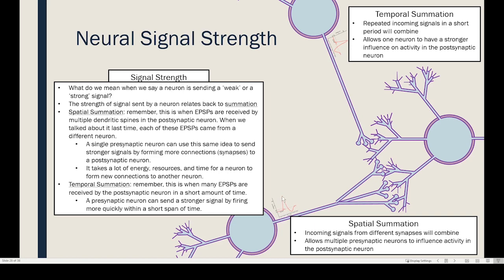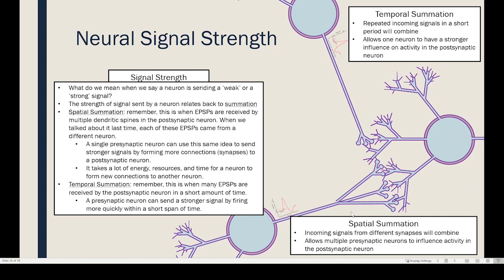So they are always the same height, and they always take the same amount of time to depolarize and then repolarize and then come back to resting potential. So one action potential always looks the same. You can't make that bigger or smaller to change the strength of your signal. Instead, if neurons want to send a stronger signal, they can do that in ways that relate back to summation. So remember, summation is when graded potentials are added together, their effects are added together in the postsynaptic neuron to determine if the neuron should fire or not.